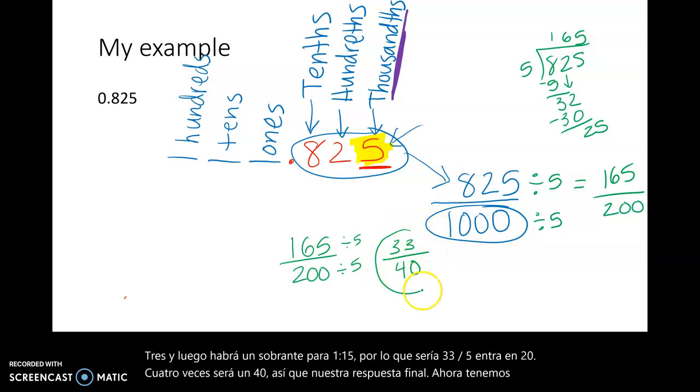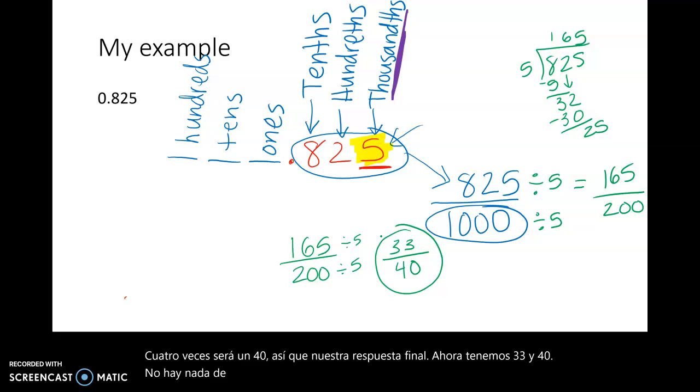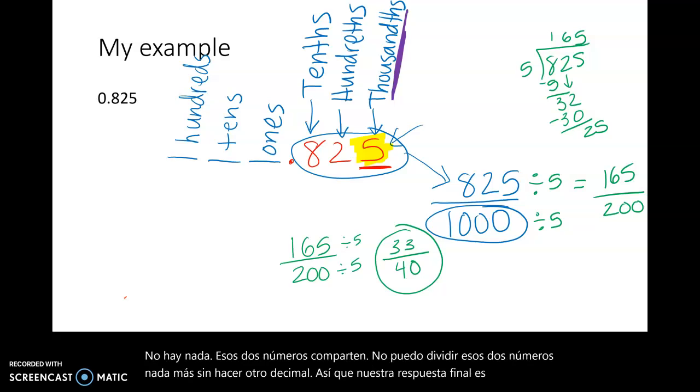There is nothing those two numbers share. I cannot divide those two numbers anything further without making another decimal. So our final answer is 33 over 40. Final answer.